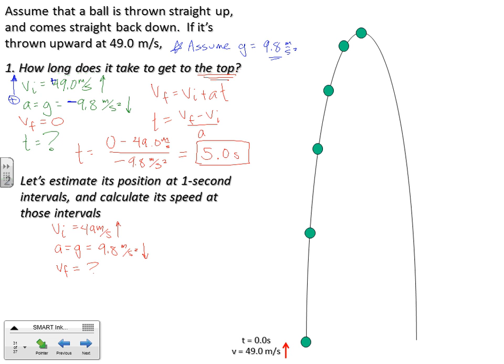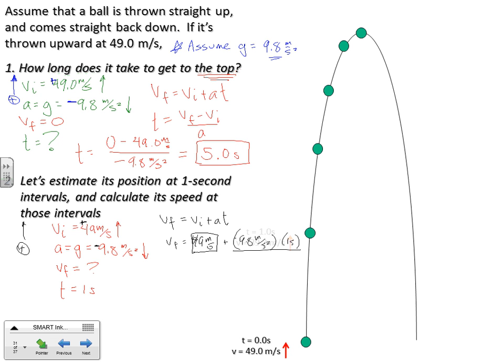VF is question mark, and let's just do time as 1 second. All right, now again, if we say that upward is positive, this is positive, this is negative. So if we do VF is VI plus AT, well, that's VF is 49 plus negative 9.8 times 1 second. Well, notice that's 49 meters per second plus negative 9.8, or minus 9.8.